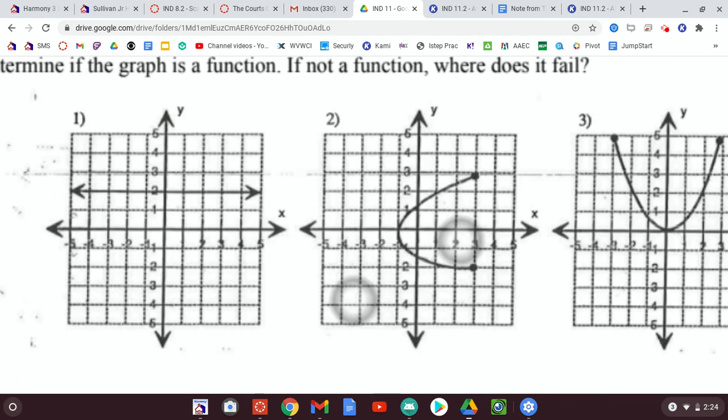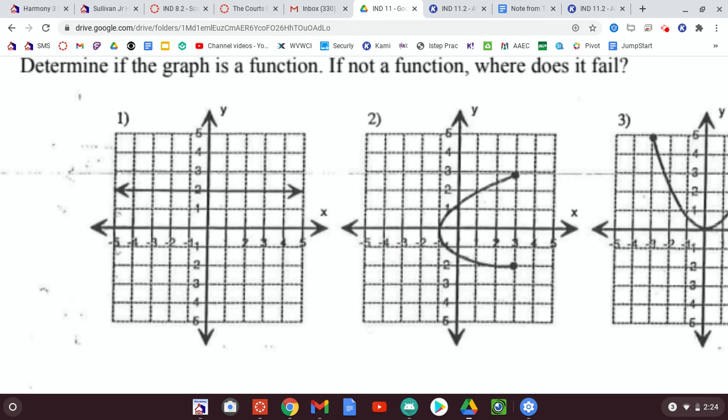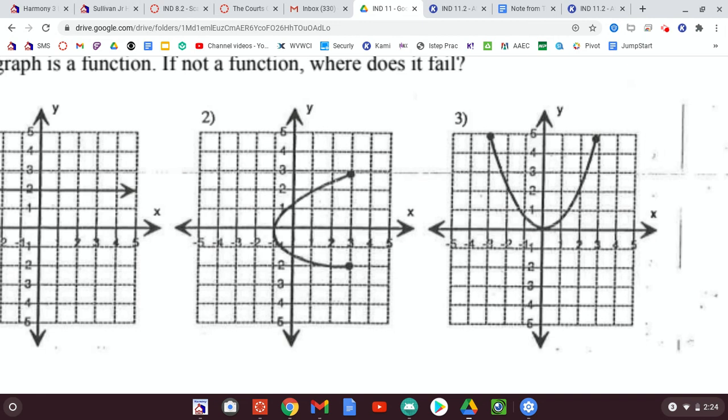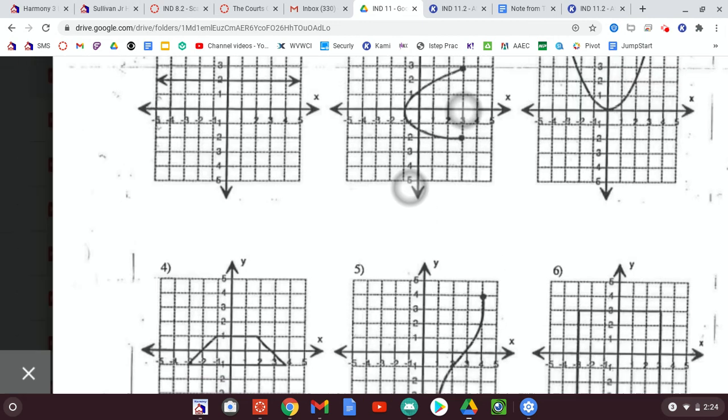All right, so number 1, function or not? Yes. Number 2? No. You could have a fail point of 0, 1, 2. What about 3? Is 3 a fail point? Why? Yes, because the circles are closed. Number 3, function or no? Yes. Good. Number 4?